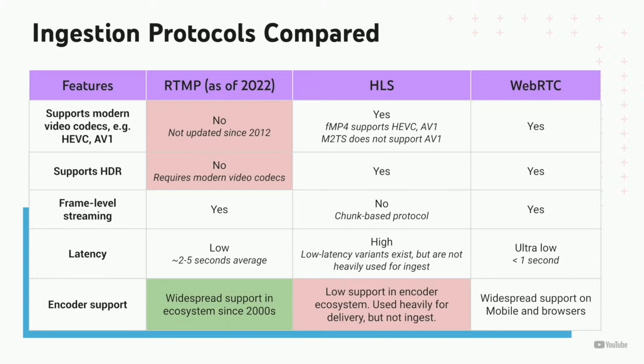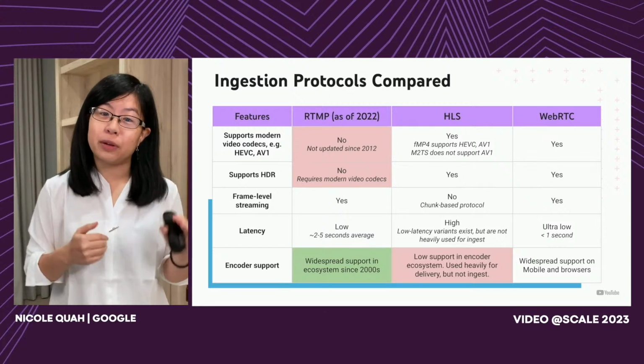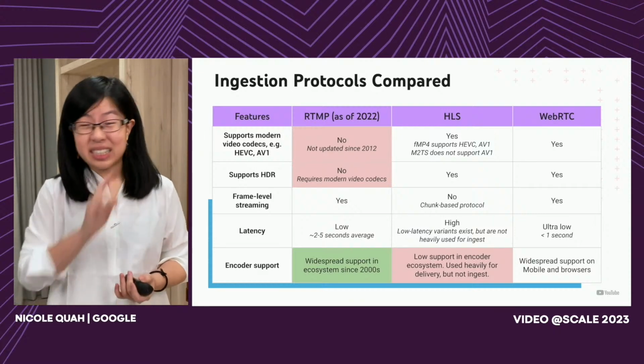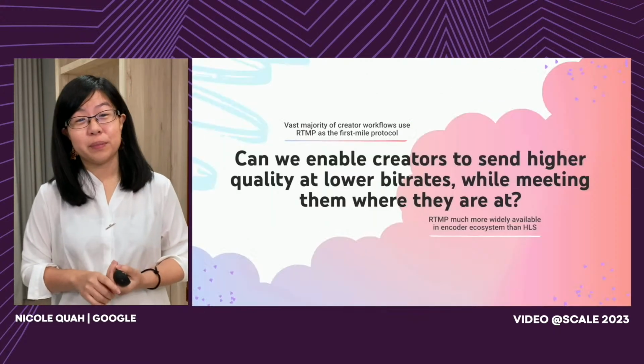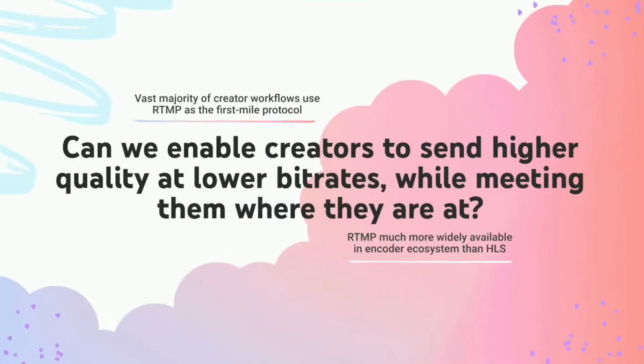But most importantly, although it is used heavily for delivery, it's actually not widely available in the encoder ecosystem for ingestion. So we wanted to make creating high-quality content at lower bit rates accessible to creators, but HLS didn't really solve our problem. This led us to sit down and ask ourselves, can we do better in the near term?